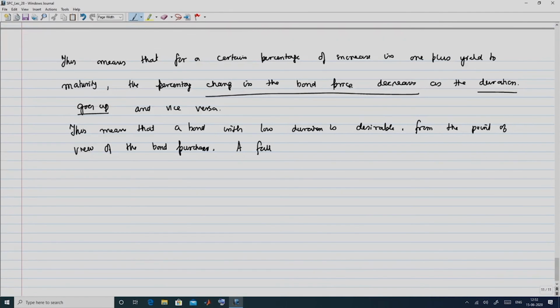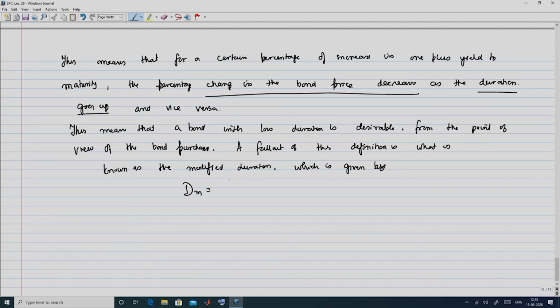So, a fallout of this definition is what is known as the modified duration, which is given by D_M is equal to D over 1 plus R.